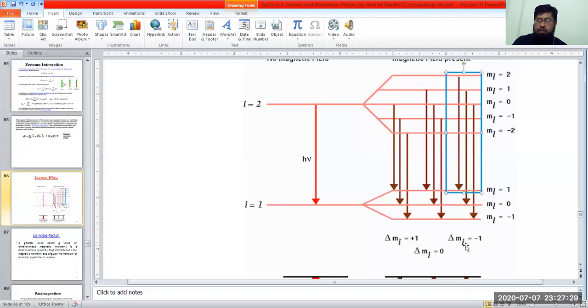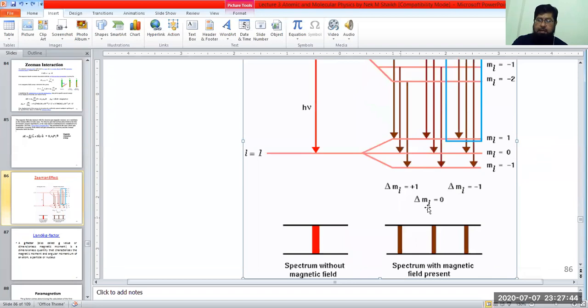Final minus initial hota hai. So, this is 1, this is 0. So, 0 minus 1 is minus 1. Aur yahan pe ye 0 hai. Minus 1 into 0 is minus 1. So, yahan pe agar aap ye dekhen, this is delta mj is plus 1, delta mj minus 1, and this delta mj jo hai, wo 0 hai.